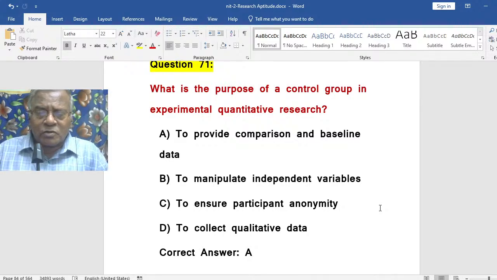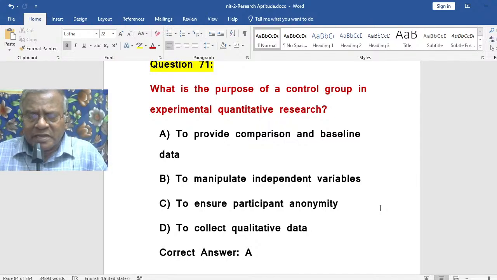I hope you understood. This media education becomes the independent variable because I manipulate this variable at different levels. I can give this media education, so that is independent variable. So I think you must understand these concepts in order to understand the entire experimental quantitative research, and so many questions will be coming under this.